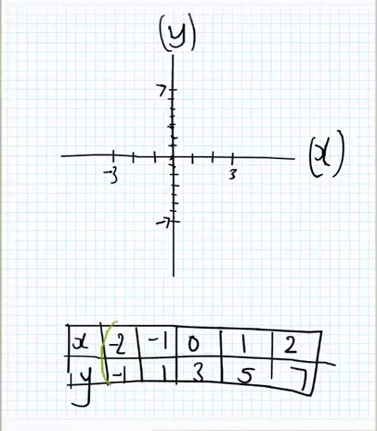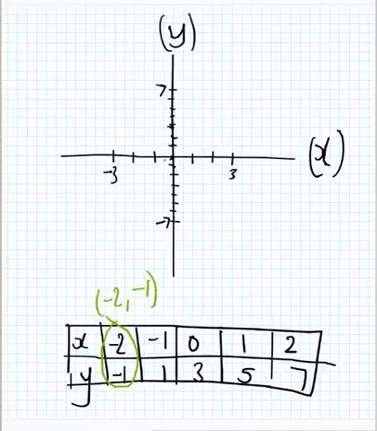First point, when x is -2 and y is -1. When x is -2, so we've got 1 and 2. On your graph, try and write every single number. I haven't done it on mine because it gets a bit messy. So x is -2 and y is -1. -1 is just there for my y-axis. So there's my first point.